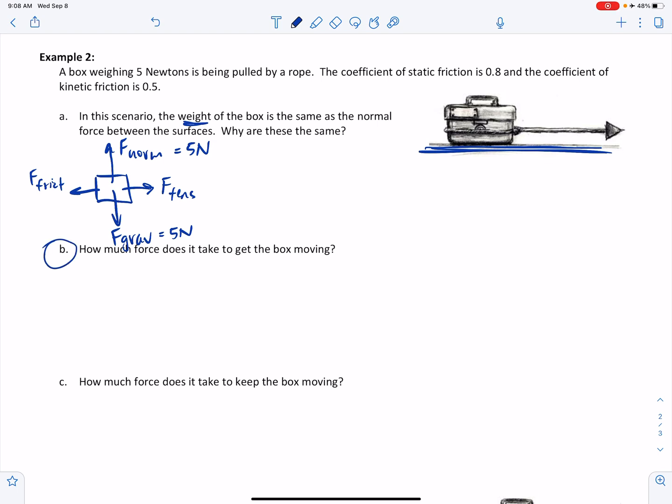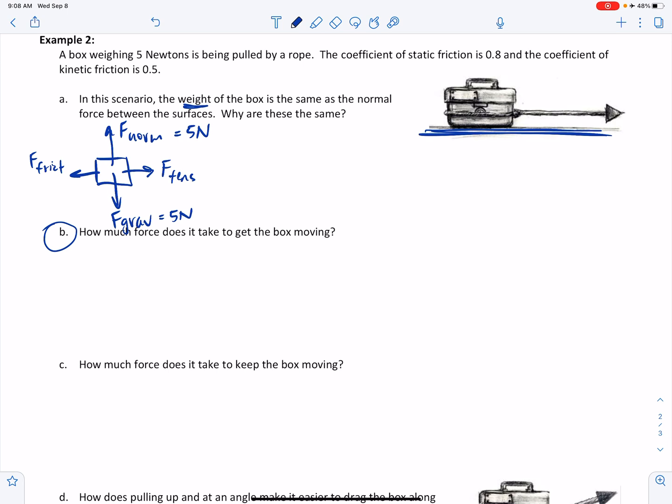Let's keep going. Question B, how much force does it take to get the box moving? Well, getting the box moving from rest means overcoming static friction, okay? Well, the force of static friction is going to be less than or equal to mu sub s times the normal force. Mu sub s up here was 0.8. So I'm going to pull that number in, and then I'm going to multiply it by the normal force that I already identified in the first question. 5 newtons is our normal force.